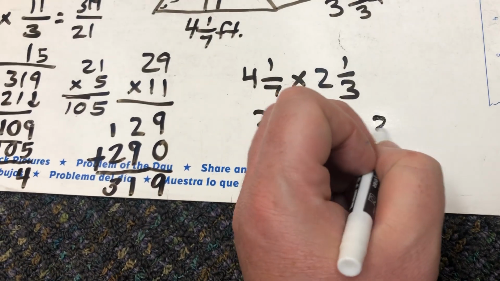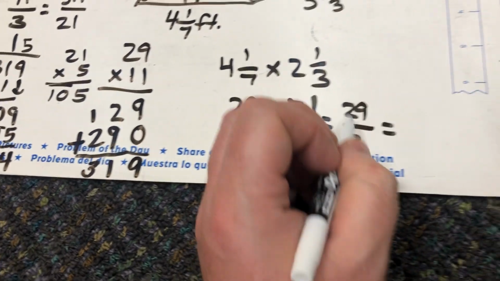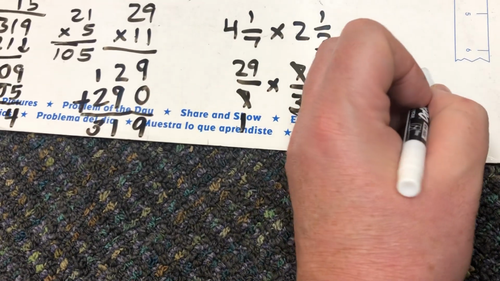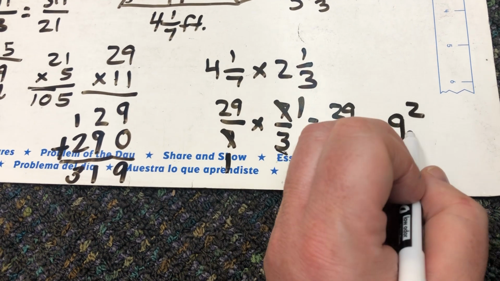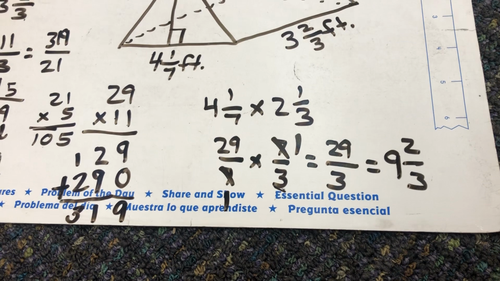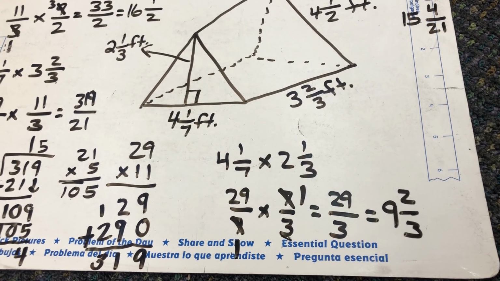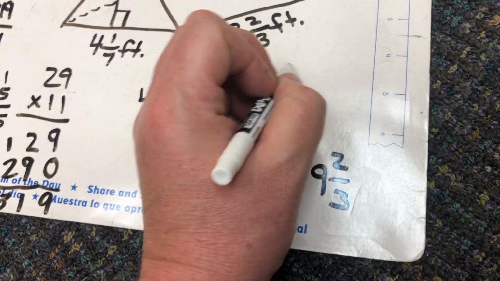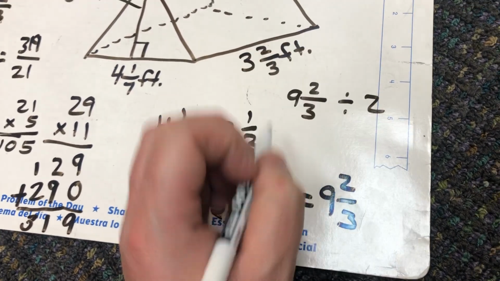29 times 1 is 29. 1 times 3 is 3. 3 can go into 29 9 times. There's 2 left over. My denominator here is 3. So I get 9 and 2/3. But remember, for the area of a triangle, you have to divide it by 2. Okay? So this actually becomes 9 and 2/3 divided by 2.